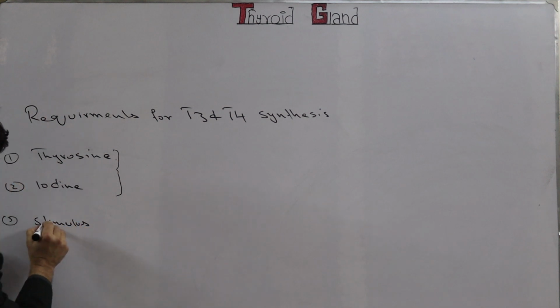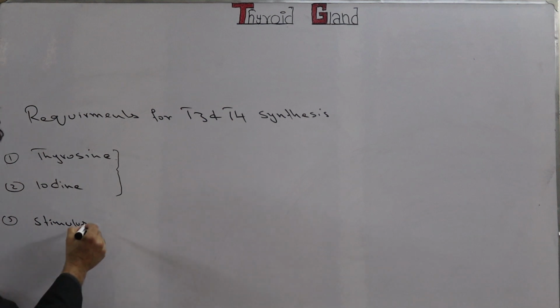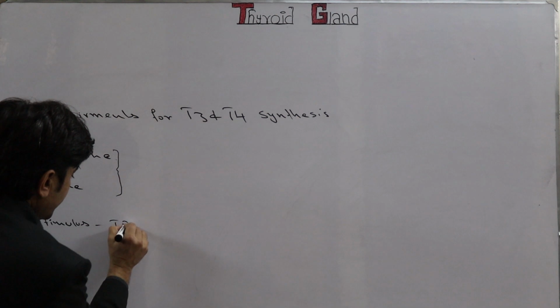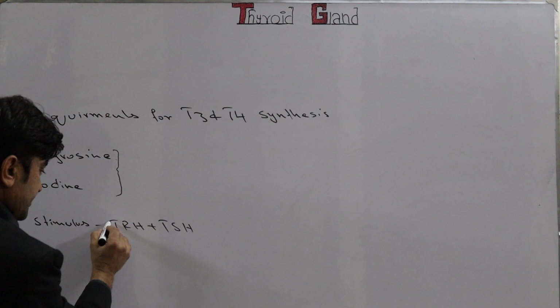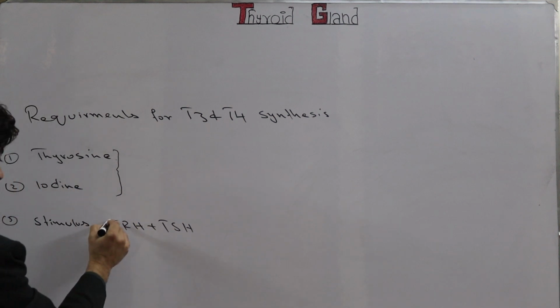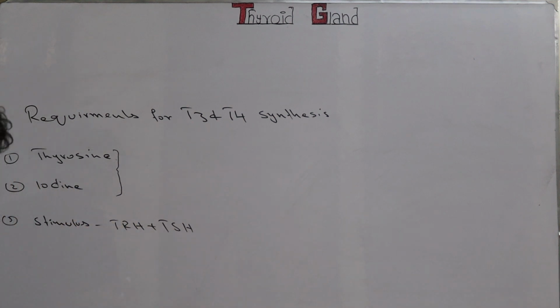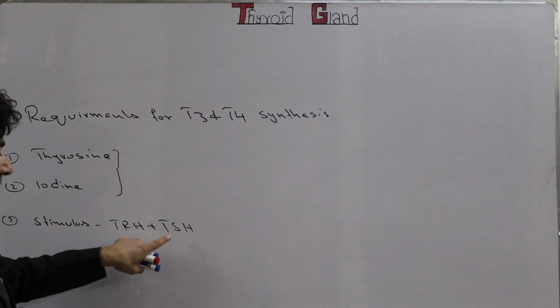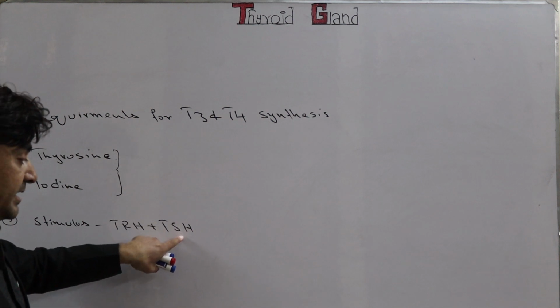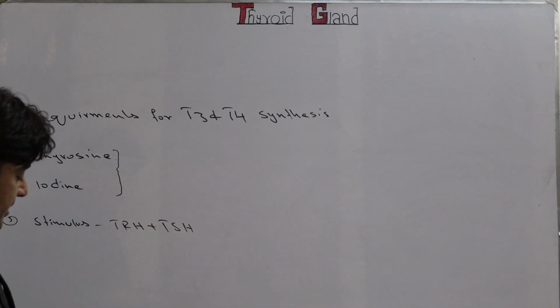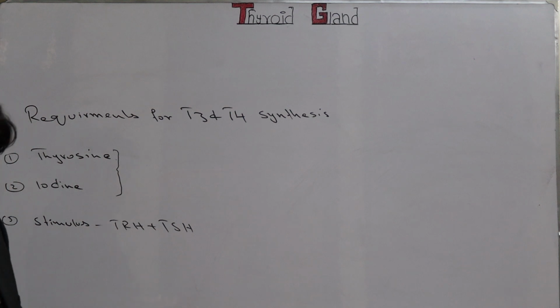Of course, the synthesis of a hormone needs a stimulus. So the stimulus for their synthesis is in the form of TRH hormone from the hypothalamus plus TSH hormone from the anterior pituitary. As I talked about in my previous lecture, the TRH hormone is produced by the hypothalamus, which then acts on the thyroid cells of the anterior pituitary, from where it releases TSH hormone, which then acts on the thyroid follicular cells of the thyroid gland to produce T3 and T4 hormones.